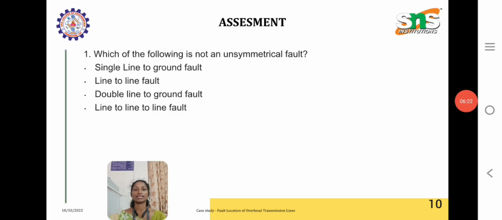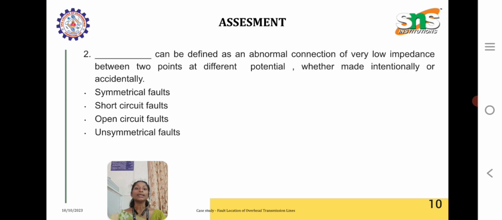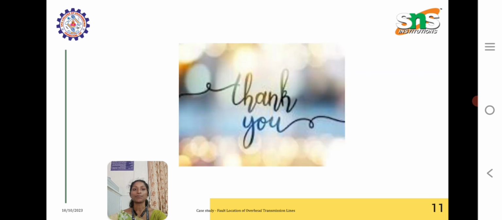Coming to the assessment: which of the following is not an unsymmetrical fault? Line to line fault is not the unsymmetrical fault. And what can be defined as an abnormal connection of very low impedance between two points? Can anyone guess what the answer is?